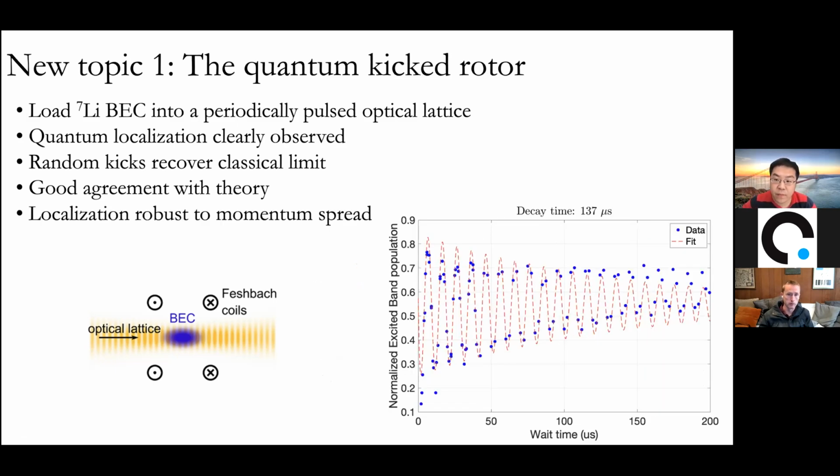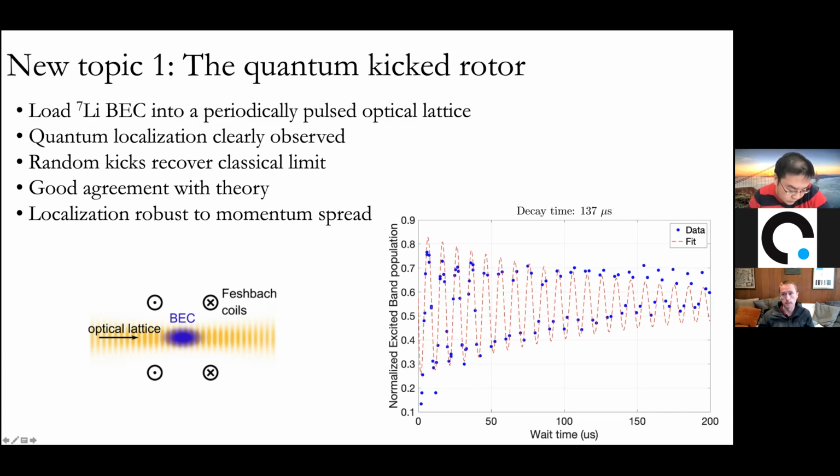The final point before introducing interactions, which is the actual new element here, is that this physics, the localization physics here, is robust to the momentum spread. You do not need a BEC to see this physics. So what's shown here is Rabi oscillations doing a Ramsey experiment with just 2 kicks. And you can see the Rabi oscillations decay with some time of 100 microseconds or so.